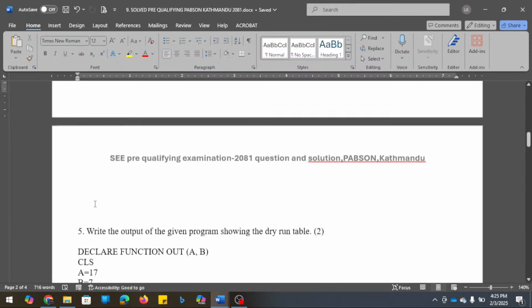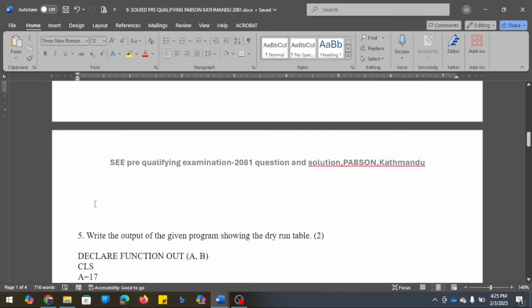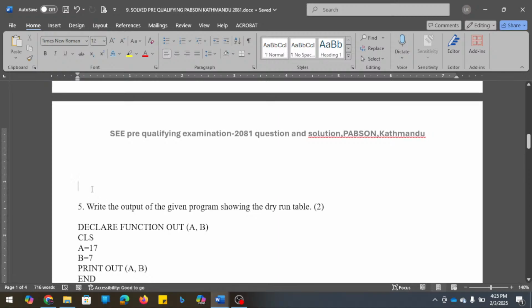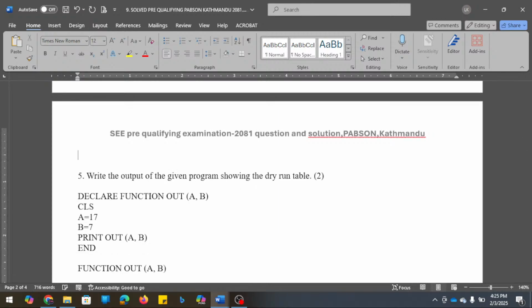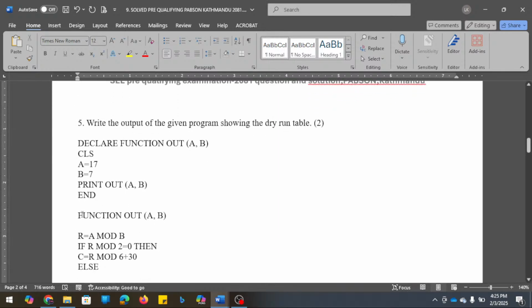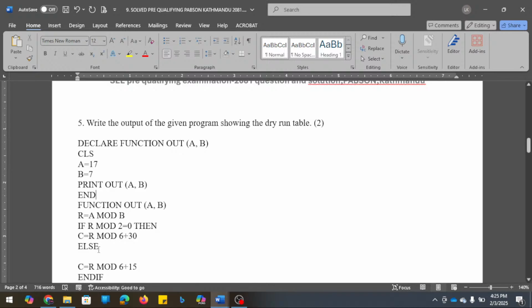So these all were the discussions about the questions. I hope you also saw this one. Now we are going to talk about here, that is output of given program showing the try run table carrying 2 marks. So let's go for it. We have to show the table. Let's go for it.